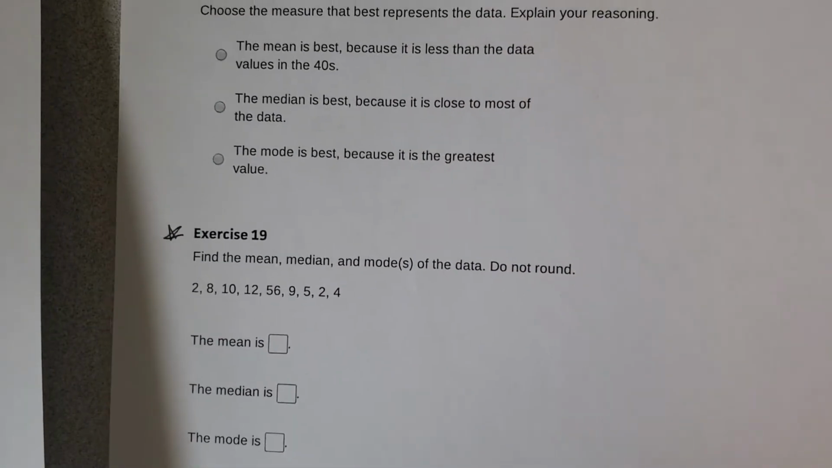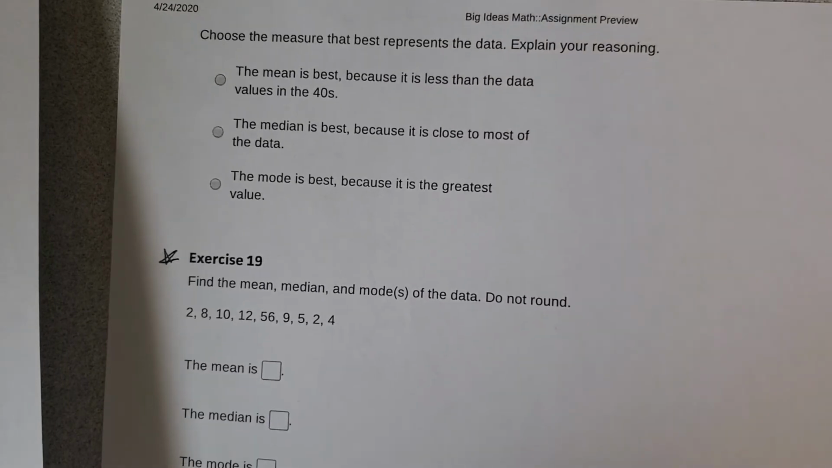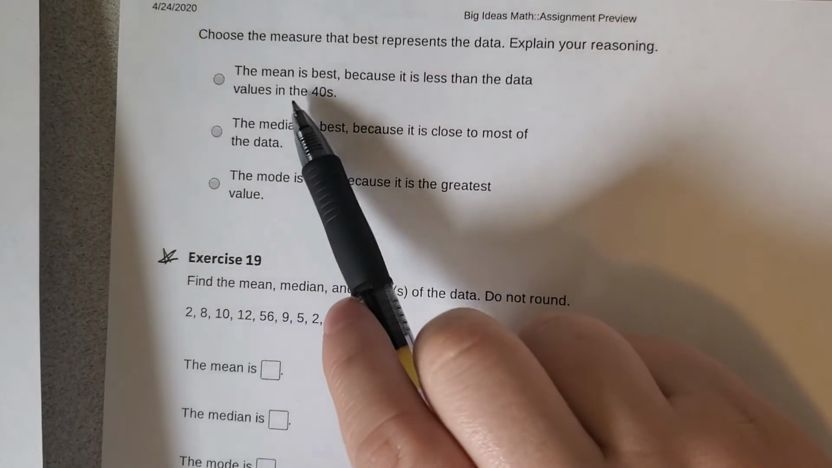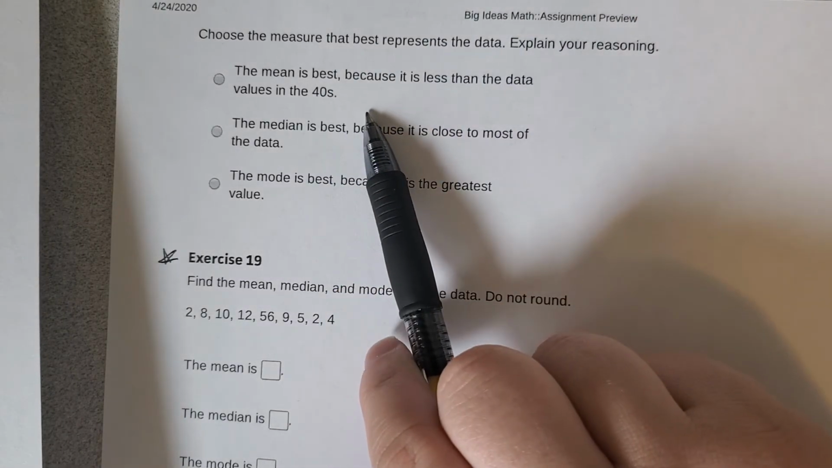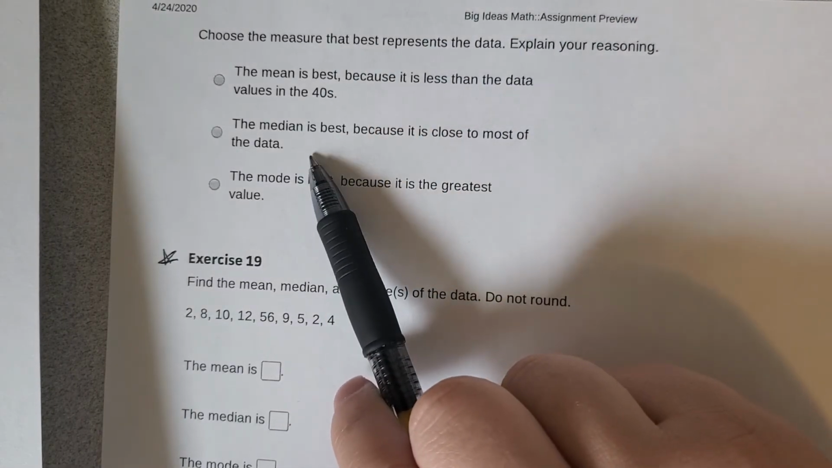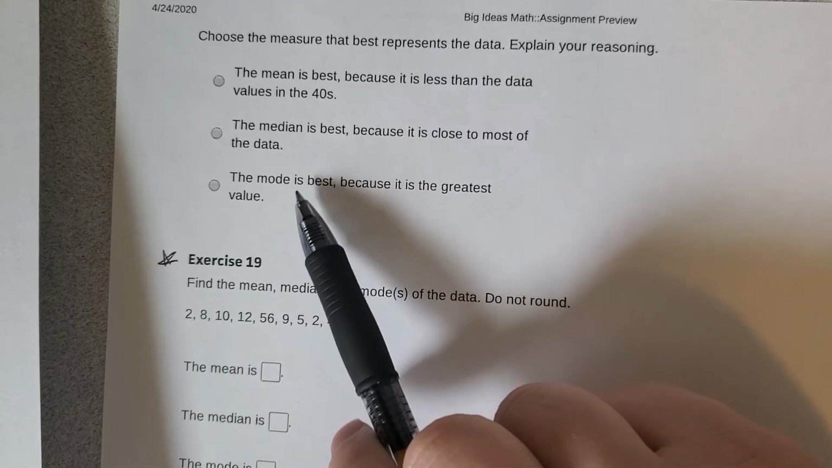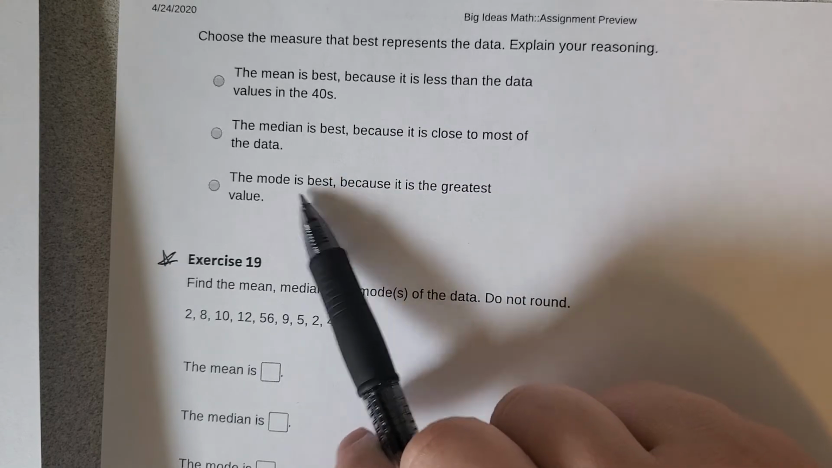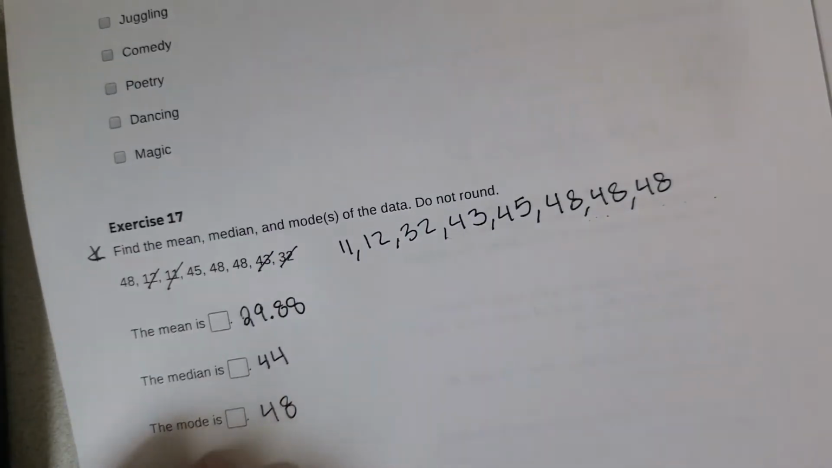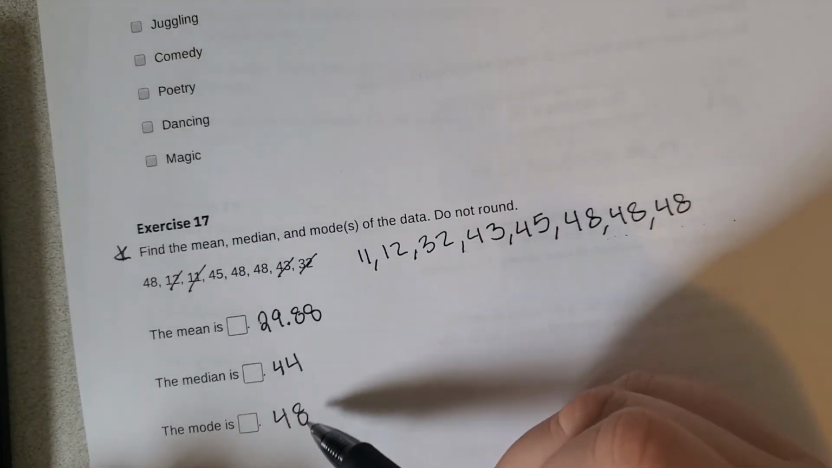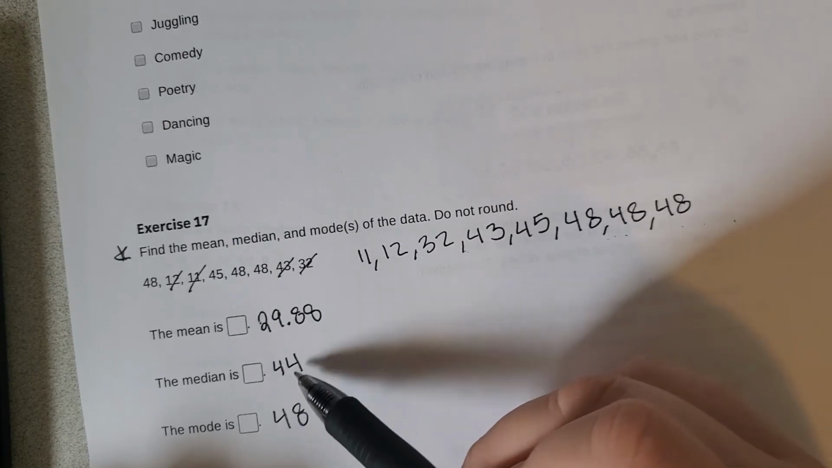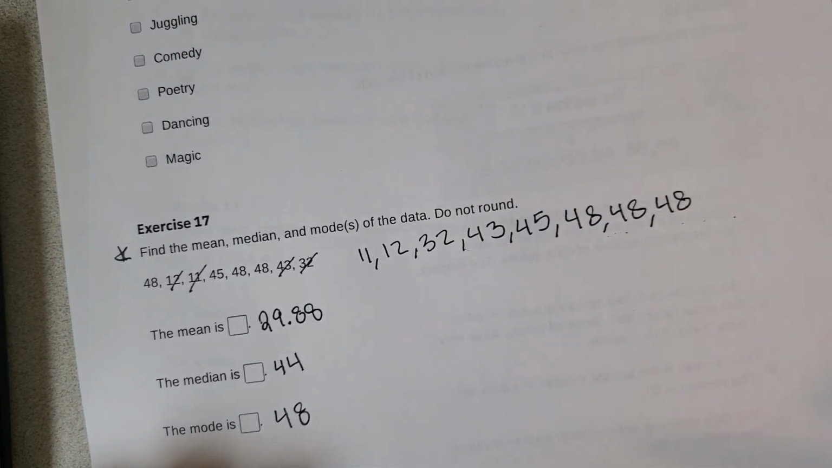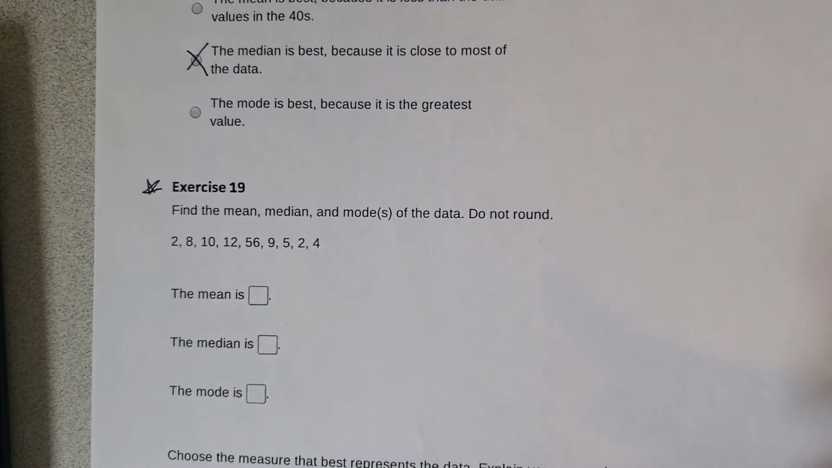And then the second part of this question says, choose the measure that best represents the data. Explain your reasoning. So the mean is the best because it is less than the data values in the 40s. The median is the best because it is the closest to most of the data. And the mode is the best because it is the greatest value. Our median, if you noticed, is in the middle of all the data. So if we were to put these three numbers on a number line, the median would be in the middle, which means that it's the best measure of center.